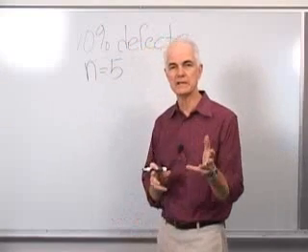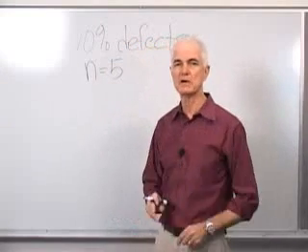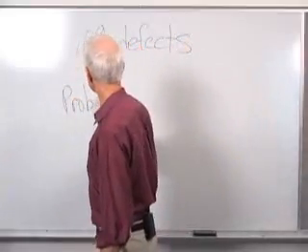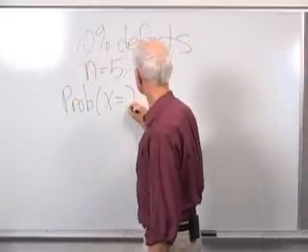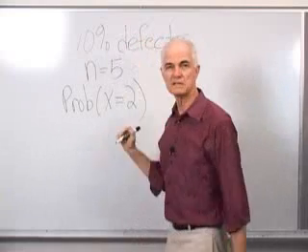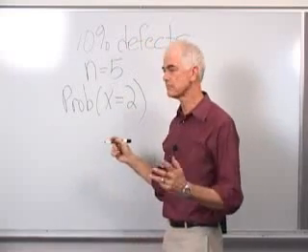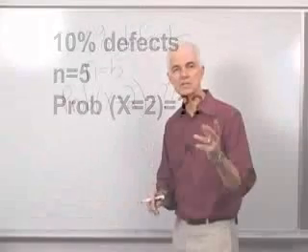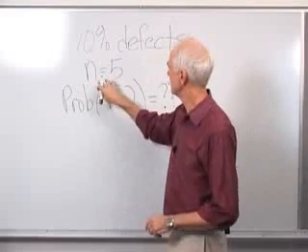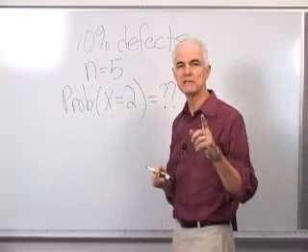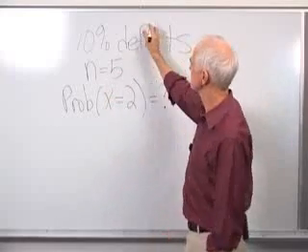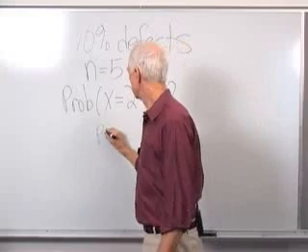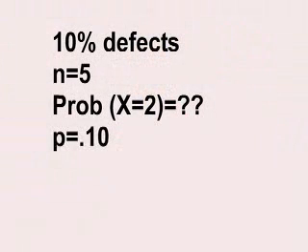What's the probability that exactly 2 of these parts are defective? In other words, the probability that x equals 2, given 10% defects in the general population and a sample of size 5, is what? So in solving for a binomial problem, we have the value of n, but we need the value of p. Since 10% of the population are defective, p equals 0.10.